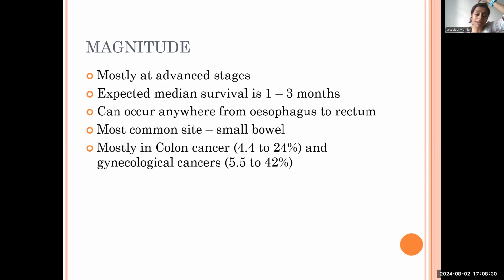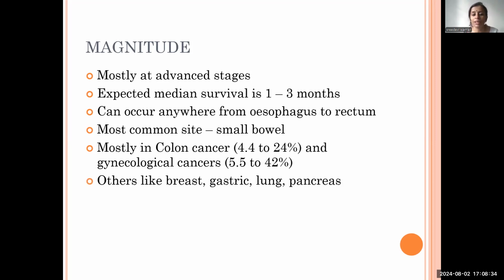But we see malignant bowel obstructions in other cancers also, like in breast or gastric or the lung and the pancreas, probably not due to the primary cancer, but due to the distant metastasis, which can happen. So evidence says the breast, gastric, lung, and pancreatic cancers can also present as malignant bowel obstruction.